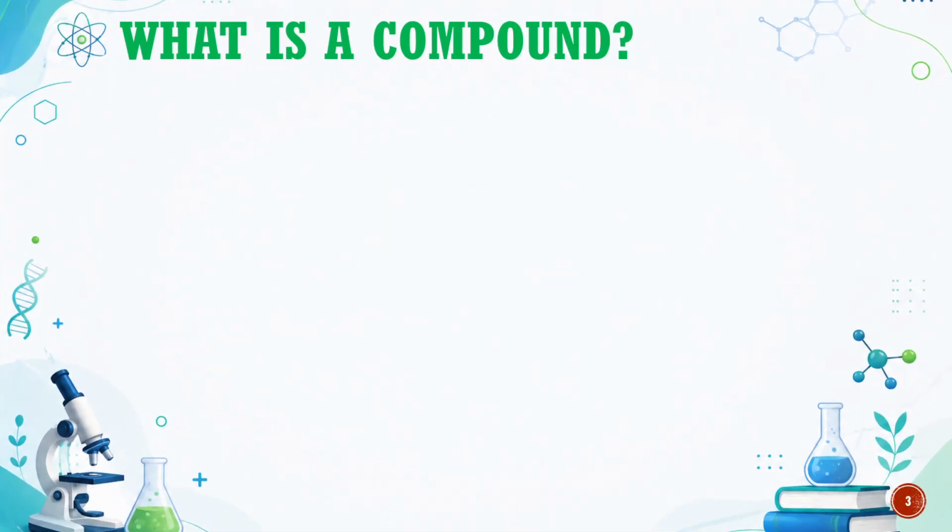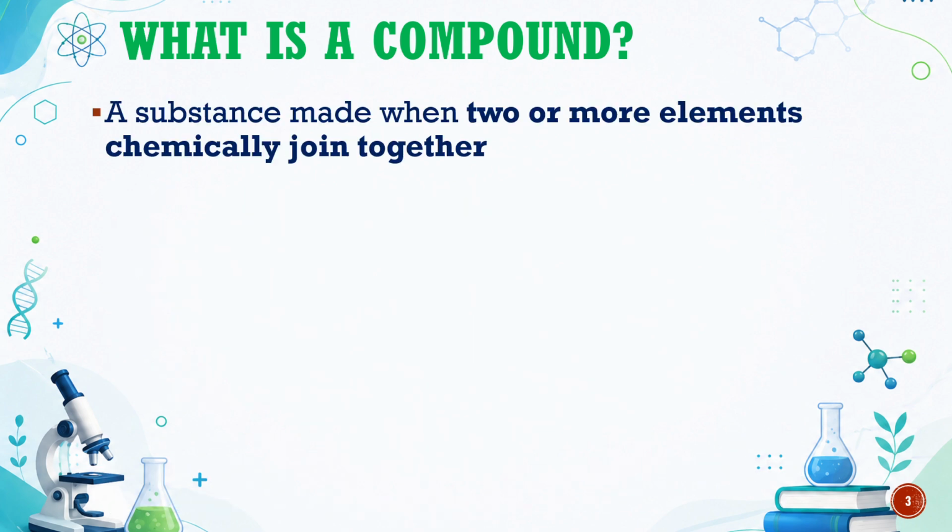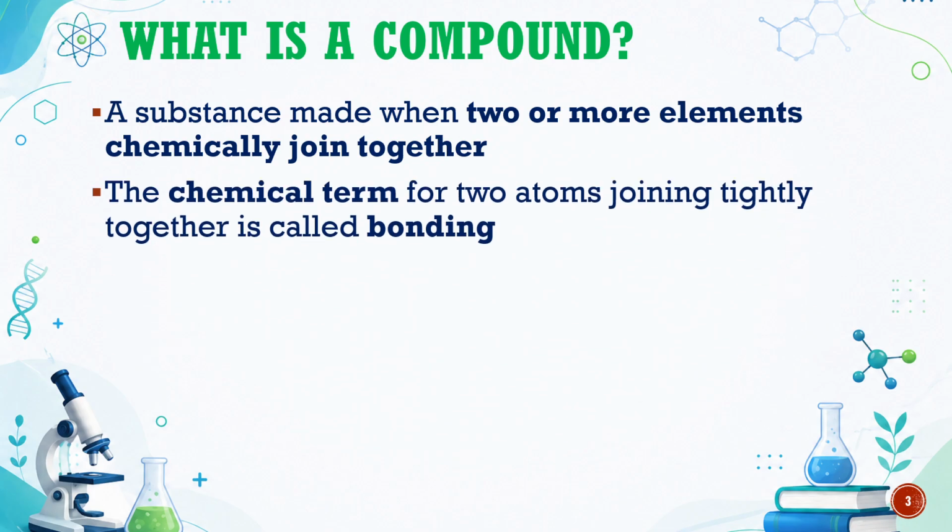All right, so let's get started with a brief look at what a compound is. As the name suggests, it's about something combining together. Basically, a compound is a substance which forms when two or more elements are bonding or joining together chemically. The key thing here is two or more elements joining chemically. That is going to form a compound.